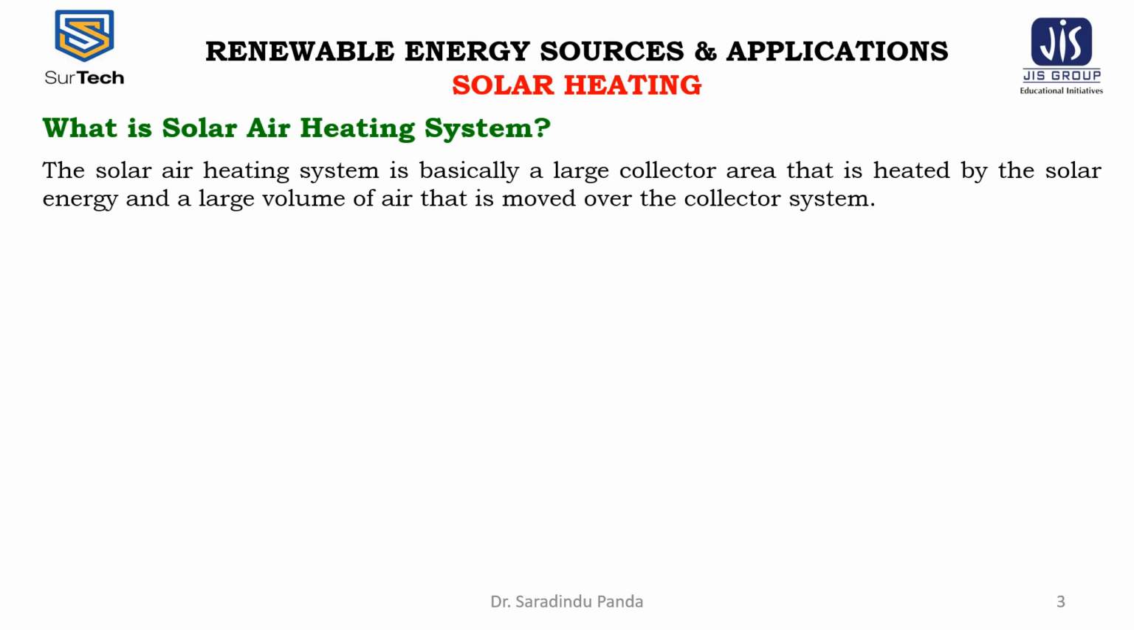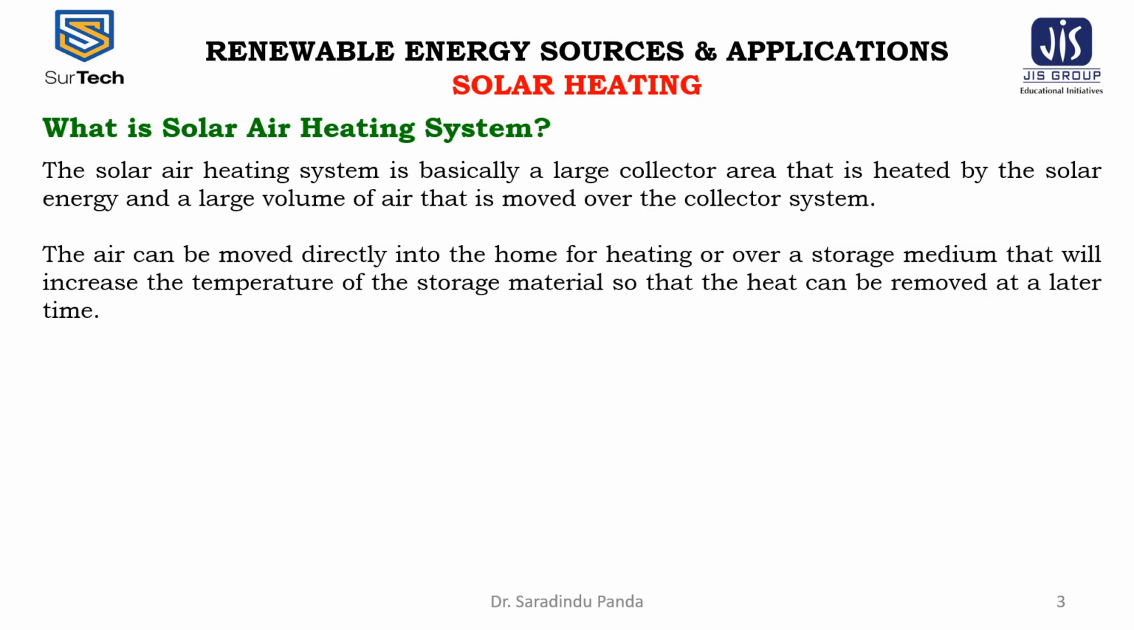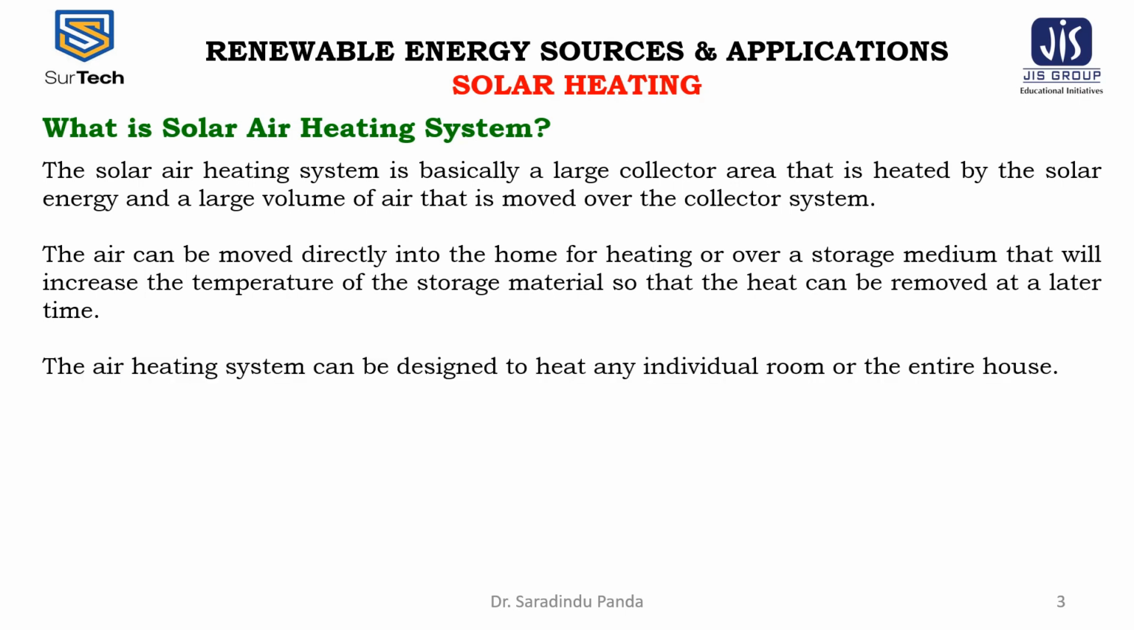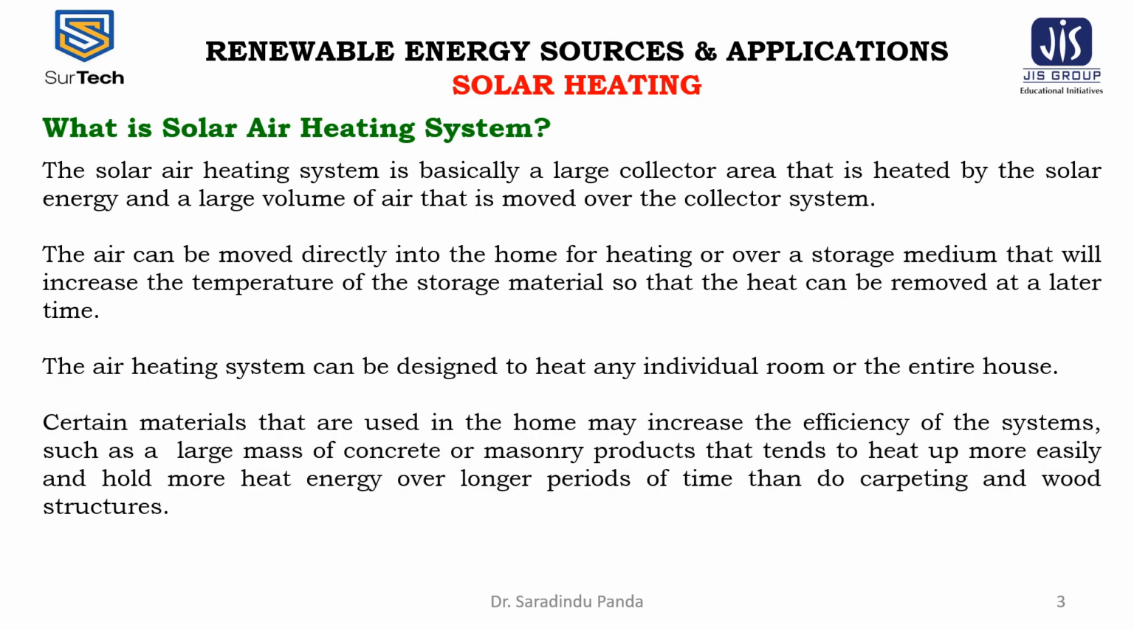The solar air heating system is basically a large collector area that is heated by the solar energy and a large volume of air that is moved over the collector system. The air can be moved directly into the home for heating or over a storage medium that will increase the temperature of the storage material so that the heat can be removed at a later time. The air heating system can be designed to heat any individual room or the entire house.